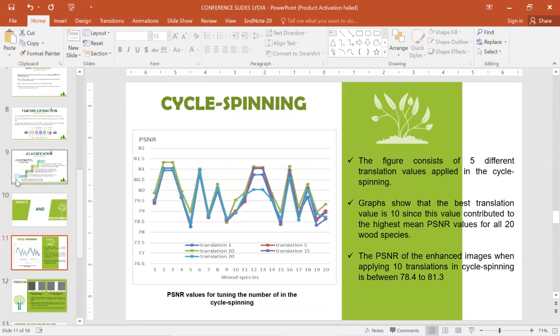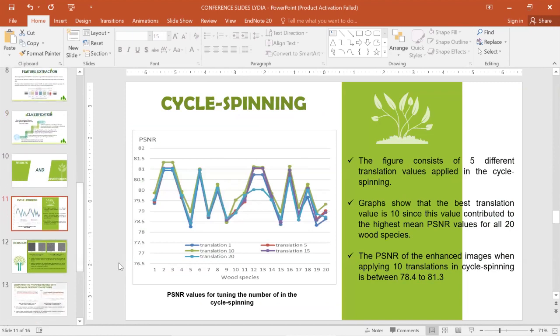Result and discussion. This figure consists of 5 different translation values applied in the cycle spinning. The graph shows that the best translation value is 10, since this value contributed to the highest mean PSNR value for all 20 wood species. The PSNR of the enhanced images when applying translation in cycle spinning is between 78.4 and 81.3.